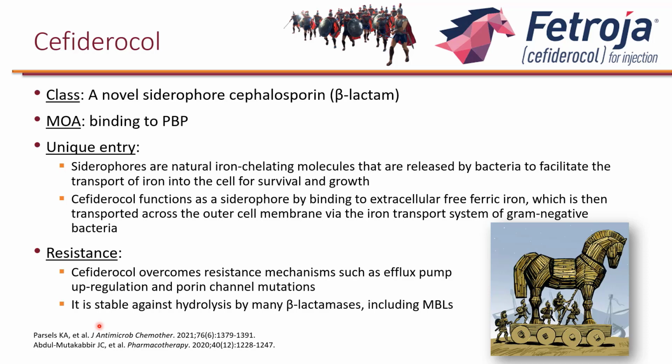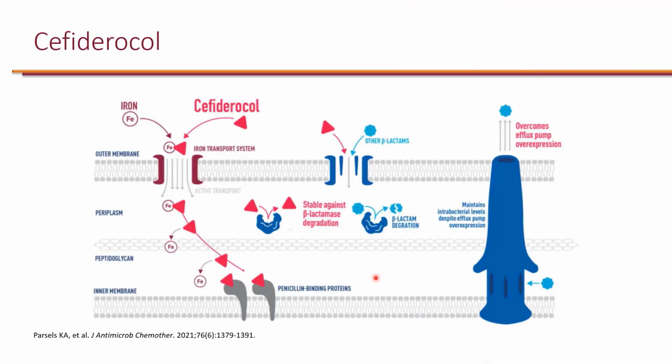And to make it even better, its structure is stable against hydrolysis by many beta-lactamases, including metallo-beta-lactamases. So remember, when it comes to metallo-beta-lactamases, these are Ambler class B. They pretty much break down all of the beta-lactams, and none of our beta-lactamase inhibitors can block these. Now, cefiderocol is actually stable against metallo-beta-lactamases, meaning metallo-beta-lactamases cannot break down cefiderocol.